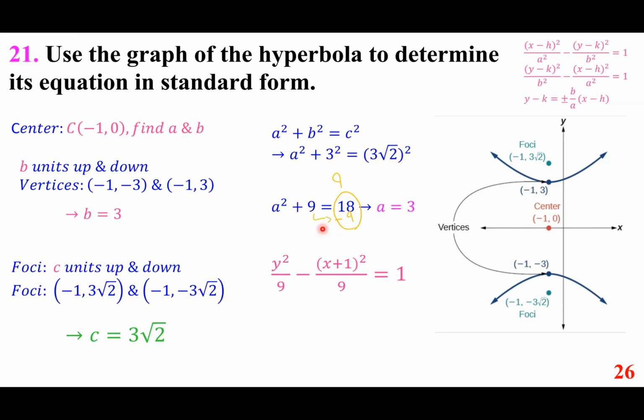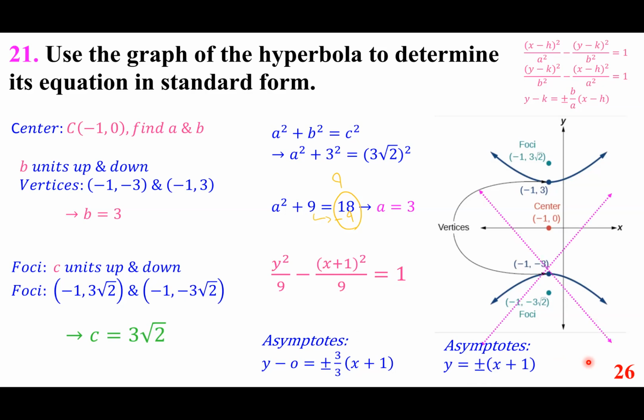As far as the asymptotes are concerned, y minus k, which is 0, equals plus or minus b over a, which is 3 over 3, times x minus h, which makes it x plus 1. As you can see, this 0 has no bearing, and this is 1. So there are two asymptotes, y equals x plus 1 and y equals negative x minus 1, and we are done.